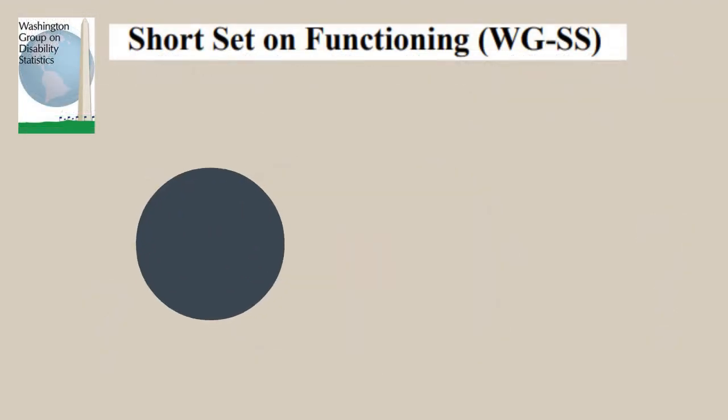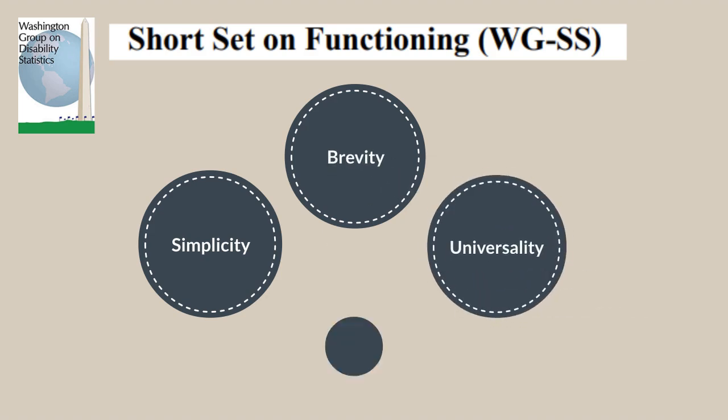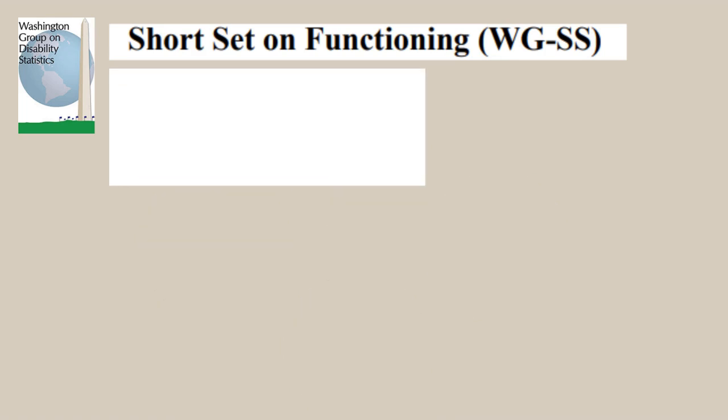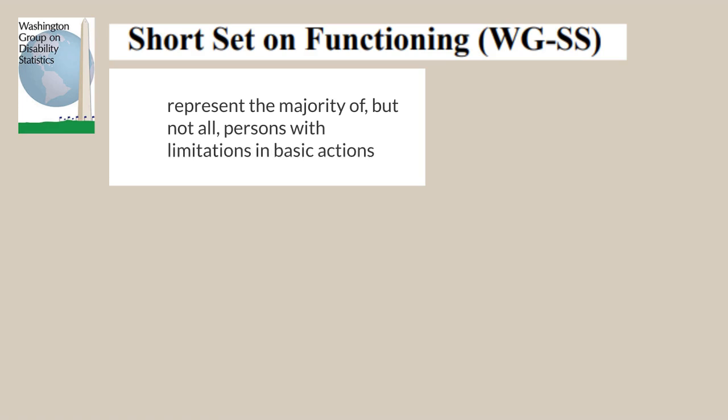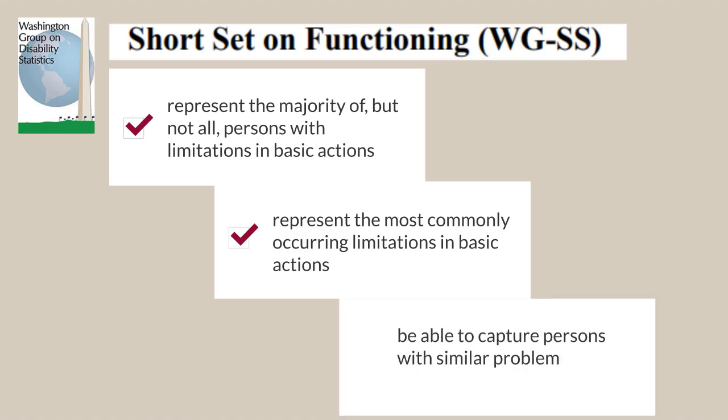Question domains were selected using the criteria of simplicity, brevity, universality, and comparability. The information that results from the use of these questions will represent the majority of, but not all persons with limitations in basic actions, represent the most commonly occurring limitations in basic actions, and be able to capture persons with similar problems across countries.